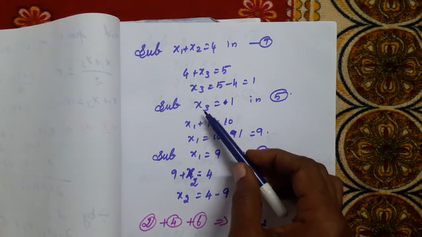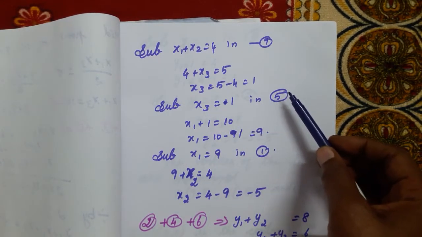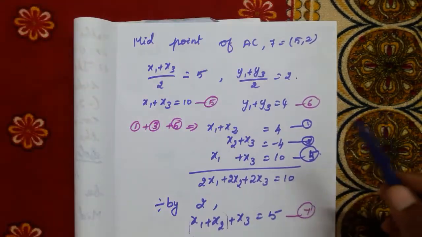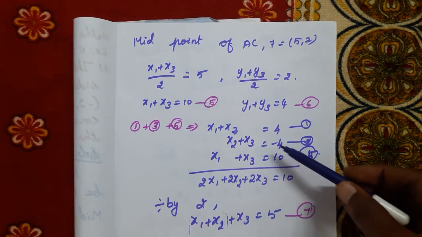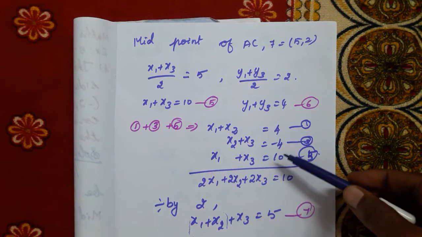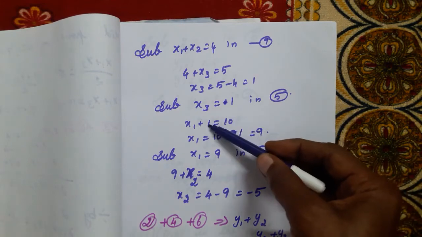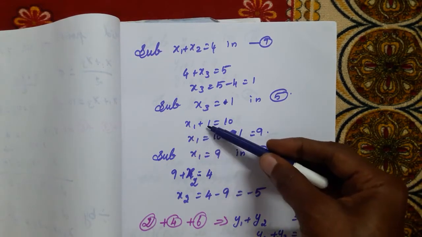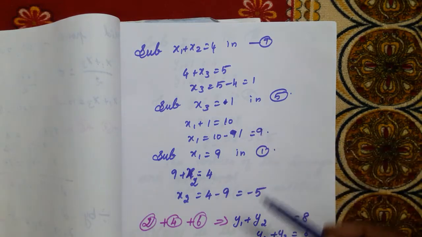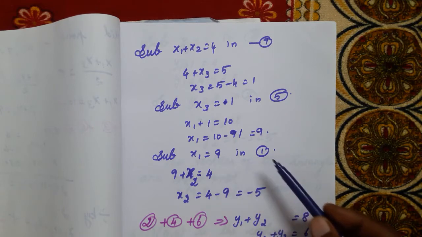Next, substitute x3 is equal to 1 in equation 5. Equation 5 is x1 plus x3 is equal to 10. Substituting x3 as 1, x1 plus 1 is equal to 10. So x1 is equal to 10 minus 1, which is 9. Next, substitute x1 is equal to 9 in equation 1.